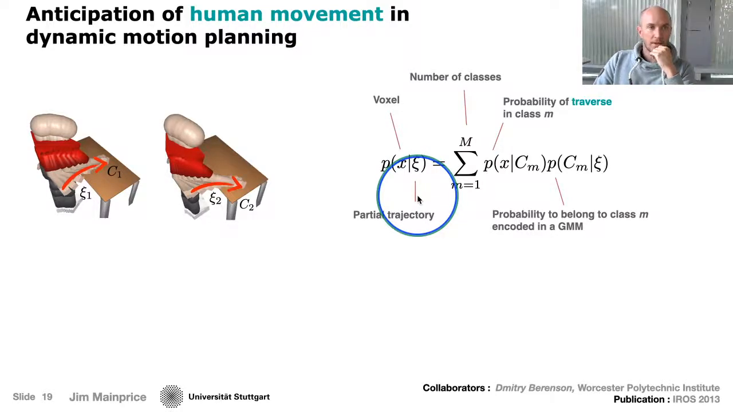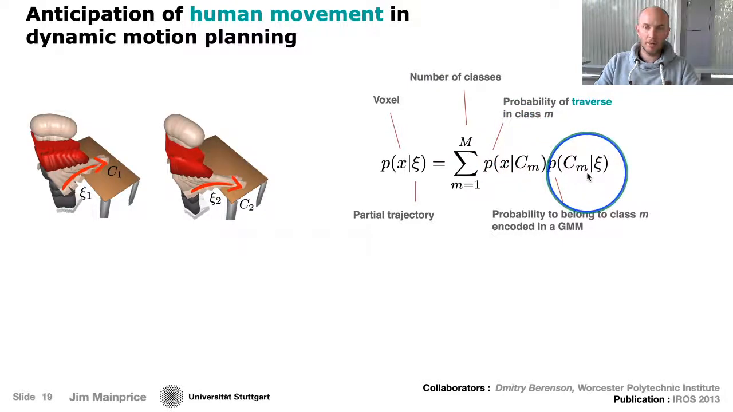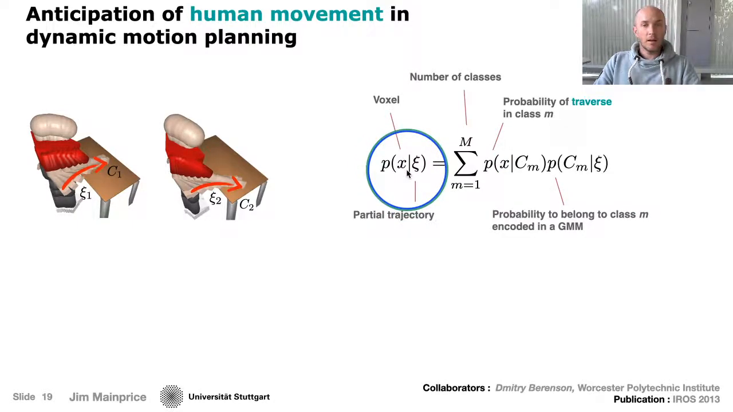Another thing that we introduced was how to reason about human movement when planning for robots by introducing workspace occupancy predictions. This was featured at IROS in 2013, so already a while back. But the idea was that we would combine over different classes of movement that we would observe their voxel occupancy, so their swept volume, and we would combine them for the number of classes and have a probability of being occupied for a given voxel conditioned on the trajectory that we observe.